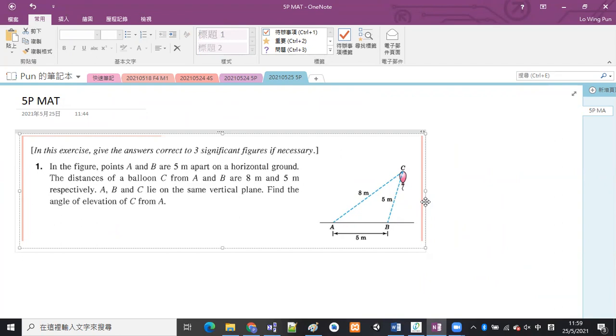In chapter 10, actually, what we have learned is just 2 things. First one is about angle of elevation and angle of depression. So that is looking up or down. And then the second one is the bearing. So that is the directions.